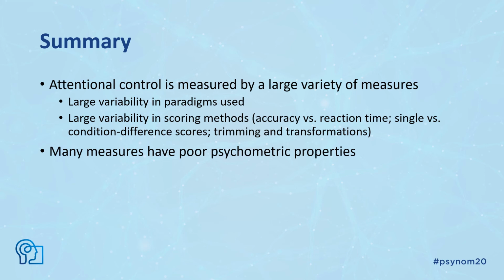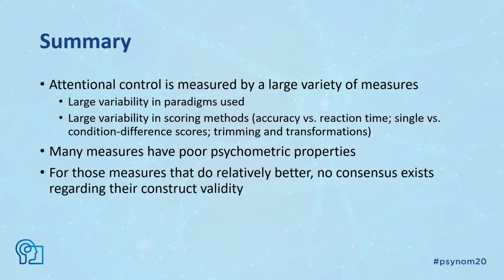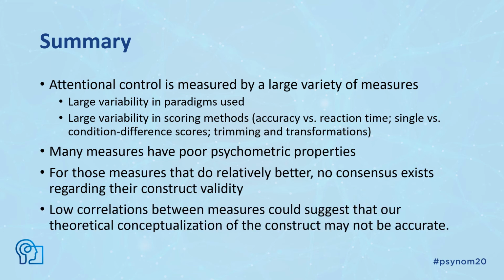Many of the measures had really poor psychometric properties, and for those measures that did relatively better, there is little consensus over their construct validity. So at the moment, there is probably not a single attentional control measure that we would all agree is a good measure. And of course, all this aside, we also have to face the challenge that those low correlations between measures could also suggest that our theoretical conceptualization of the construct of attentional control may just not be accurate.